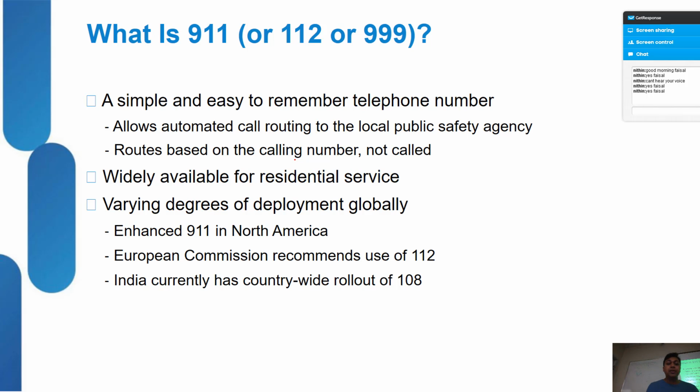A 3-digit service code allows automated call routing to a local public safety organization, and it's routed based on your caller ID. The whole concept of E911 is where the call comes from, not where the call is going. So the focus remains on the calling number, which is the most important thing.